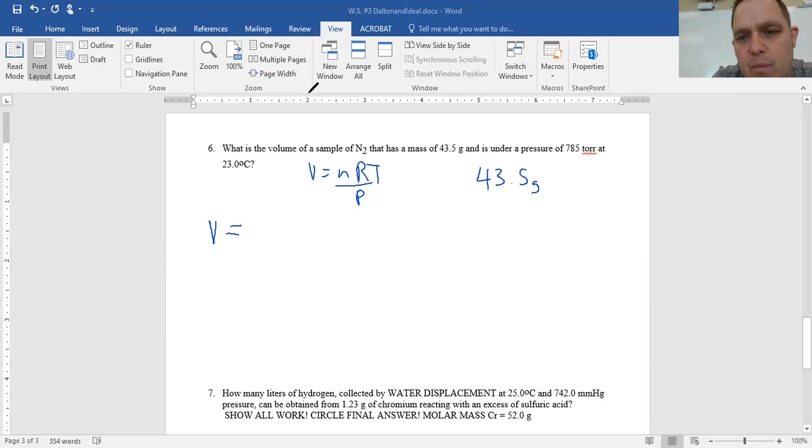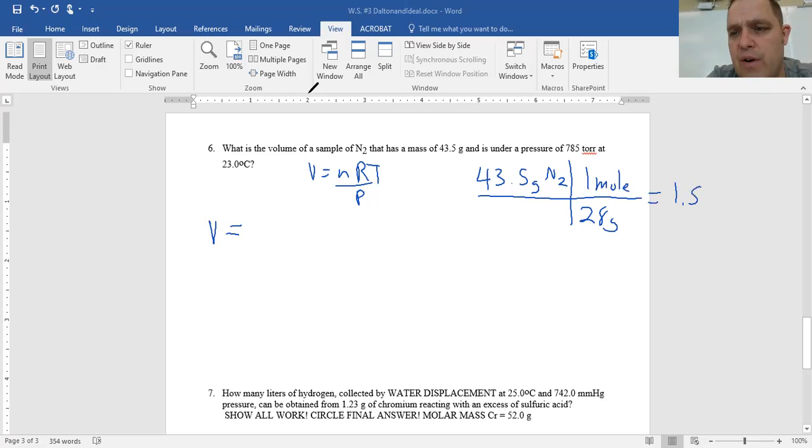43.5 grams. And it's N2. That will trick some people because when we divide by our molar mass, we got to do 2 N's, and that would end up being 28 grams to 1 mole. Mr. Foss's math, I get about 1.55. So I'm going to put that in there right now.